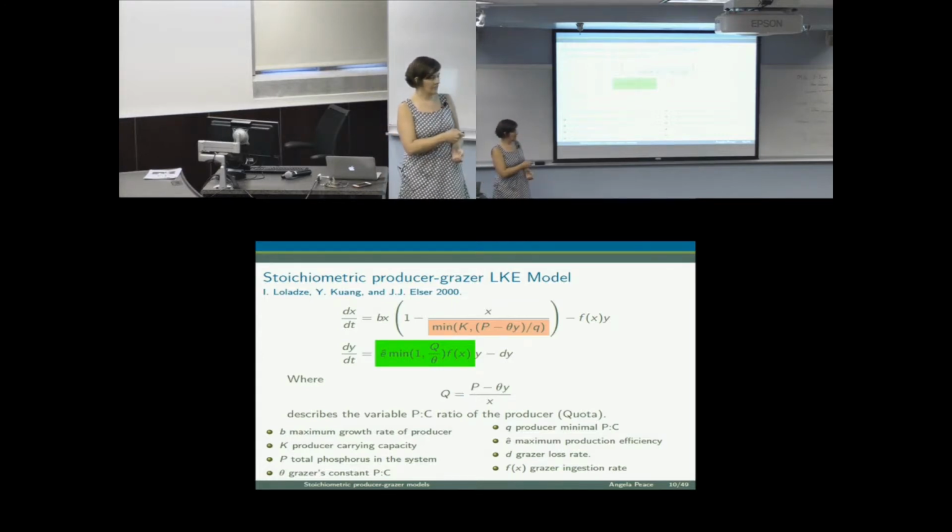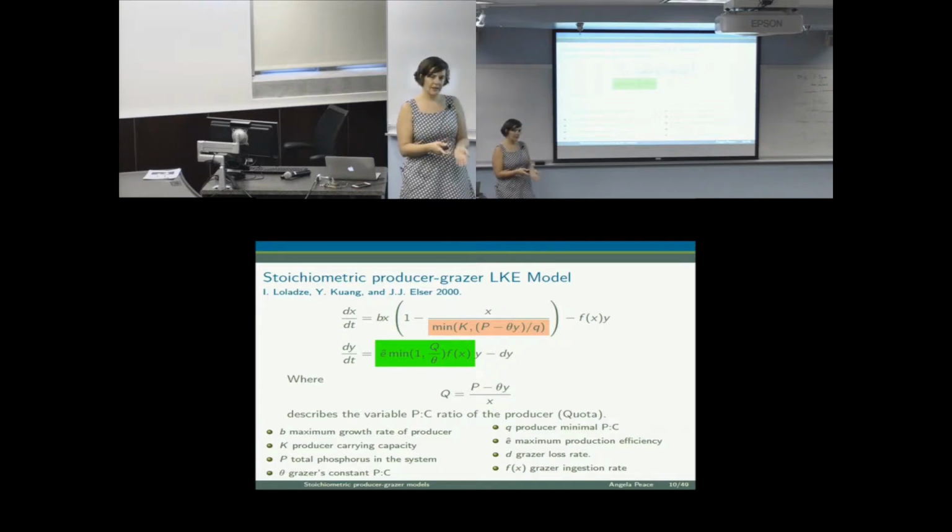Dividing that by a minimum phosphorus to carbon ratio gives you the carrying capacity now defined in terms of carbon. Okay. They changed the grazer's growth rate here, the term highlighted in green. You now see another minimum function here. If this minimum is 1, that's going to be grazer's growth limited by carbon. It's going to be the same equation as before and follow the Lotka-Volterra expressions.